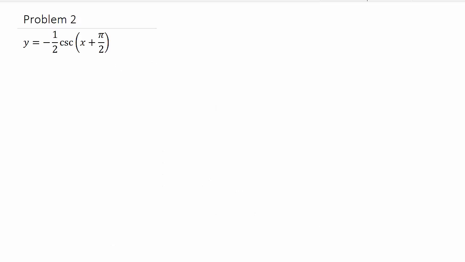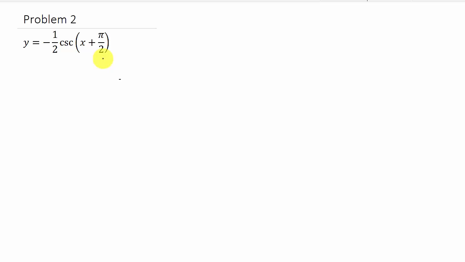Alright, so in this video, let's look at example 2, graphing a cosecant function. As I said earlier, in order to graph cosecant, we need to graph the sine function first. So we need to find what period we're going to graph this over. You can find the period as 2 pi over b, and as you can see in this problem, we have a plus pi over 2, which is our phase shift.